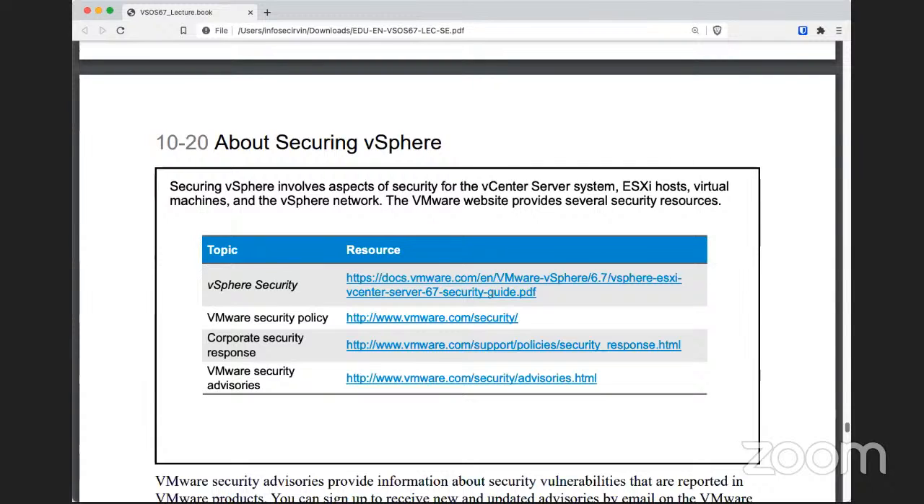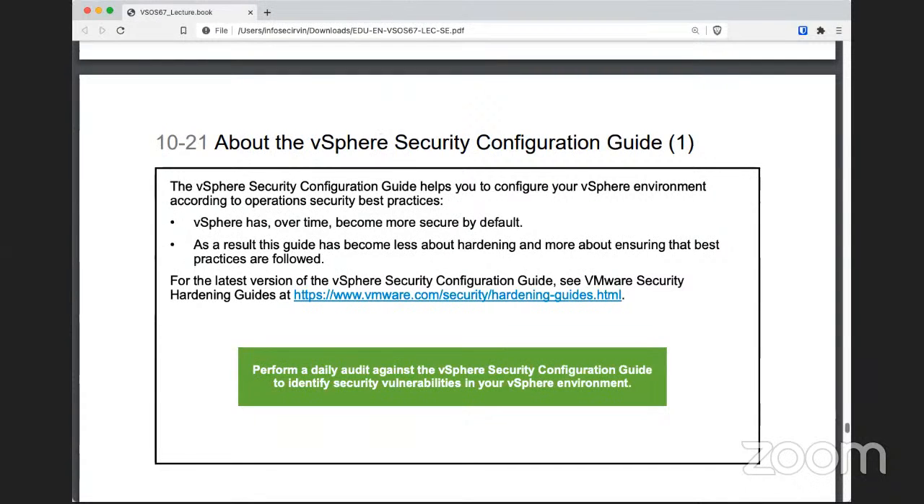There are a number of aspects in securing vCenter, from the hosts to the virtual machines to the vSphere network. Here are some links that could be useful for you. These guides will get updated over time, so definitely make sure that you are getting the latest version for the system that you have.